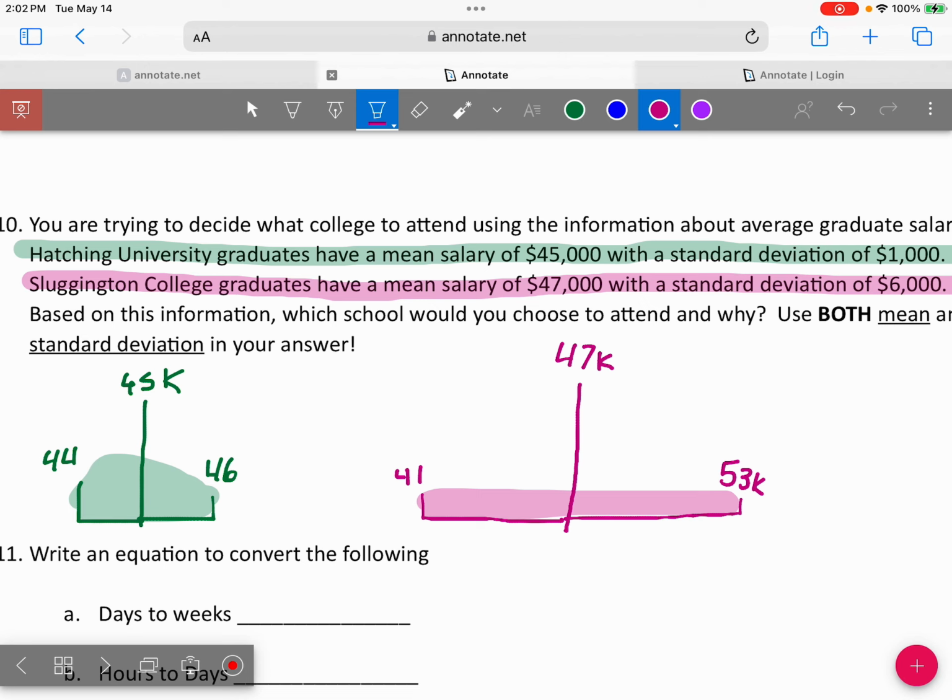So standard deviation is basically just how much it goes forward and backwards? From the mean, yes. And that catches most is the way we talk about it. It is a literal majority. That's 2/3 of the answers. If we include the fact that Hatching's average salary goes between 44 and 46, where Sluggington's goes between 41 and 43, even though Sluggington has a higher mean, you have a risk of going lower.